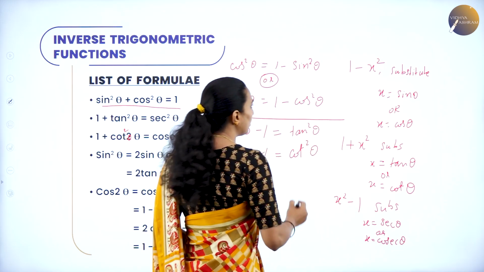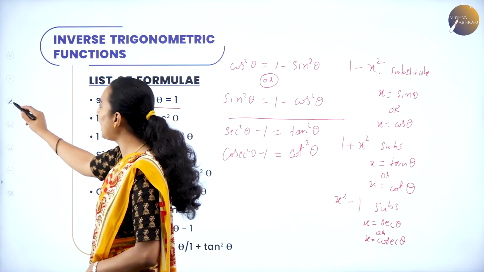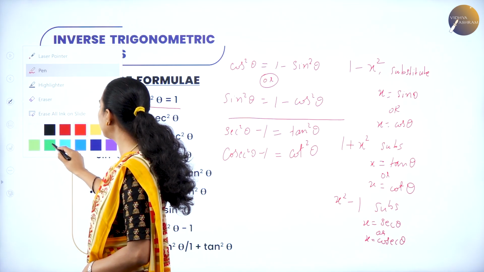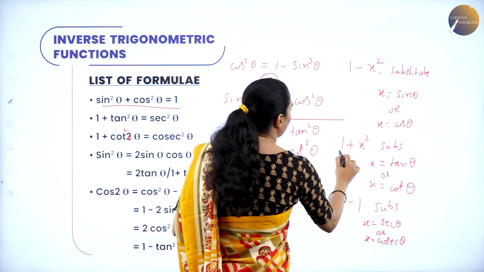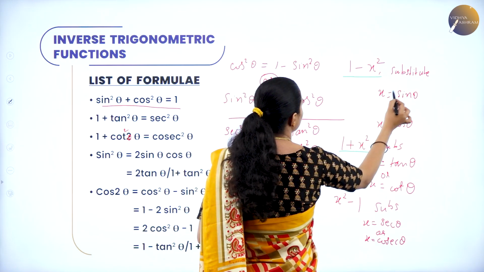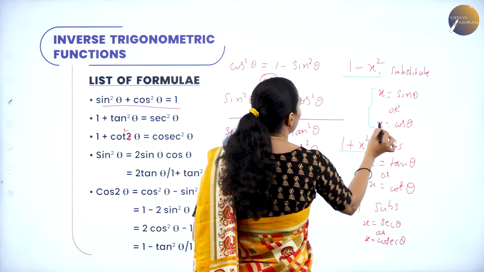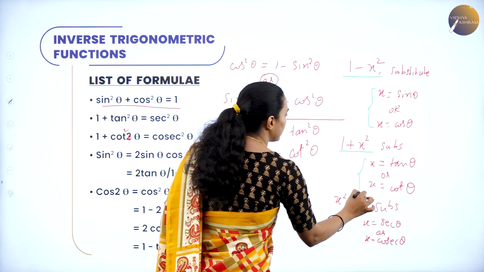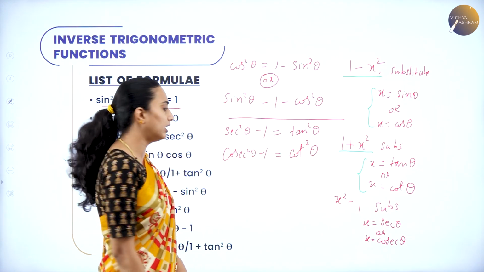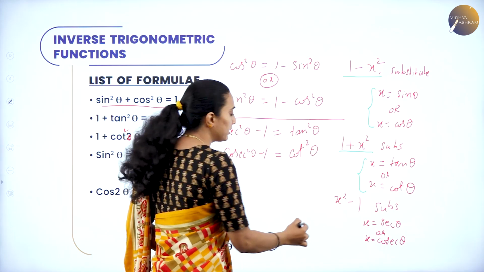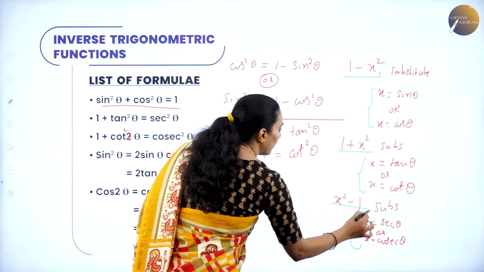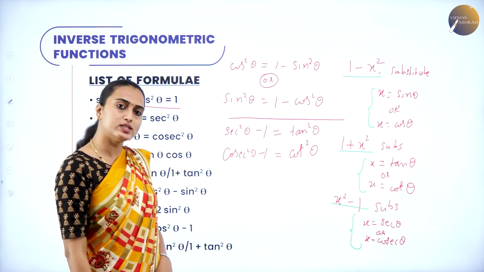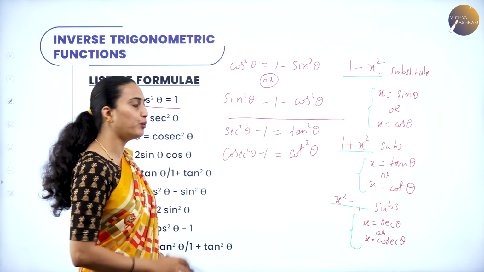Okay, this is all very important. You are going to have it as, see, I am going to mark it. So this is all very important. If it is 1 minus x squared or 1 minus x squared, substitute x is equal to sin theta or cos theta. If it is 1 plus x squared, substitute x is equal to tan theta or cot theta. If it is x squared minus 1, substitute x is equal to secant theta or cosecant theta. This you have to observe here.